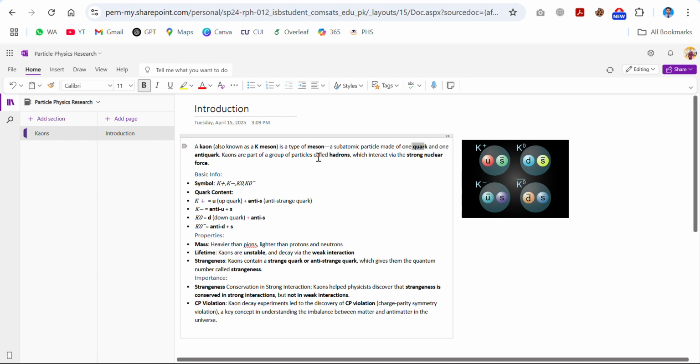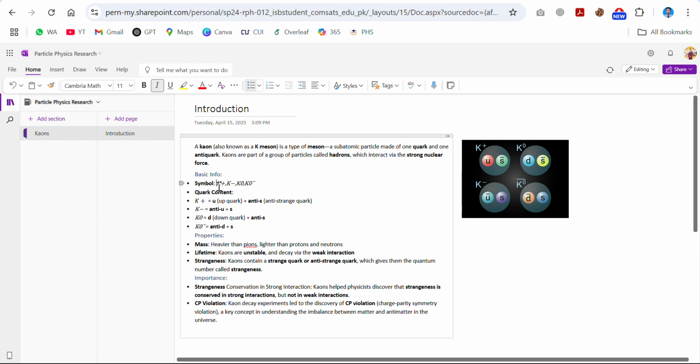Kaons basically are a family of hadrons, and they interact by the strong nuclear force. You already know that there are four fundamental forces: the strong force, the weak force, the electromagnetic force, and the gravitational force. As far as the Kaon is concerned, it interacts by the strong nuclear force. Understood?